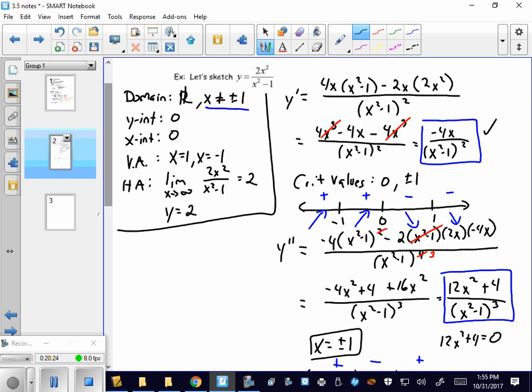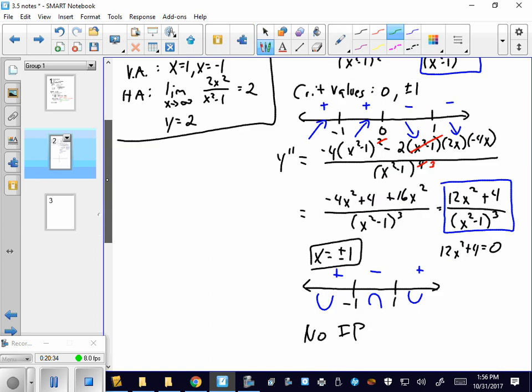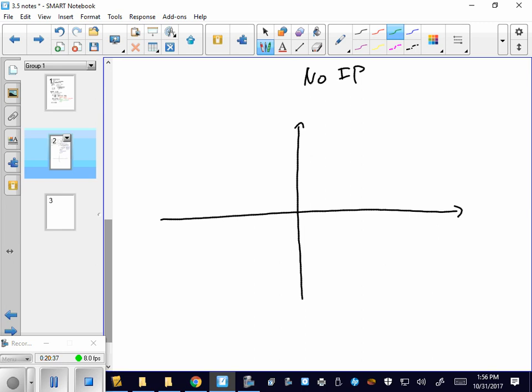I know I have a Y-intercept and an X intercept at 0, which means 0, 0 is going to be a point on my graph. So I'm going to go ahead and plot that point first. 0, 0.